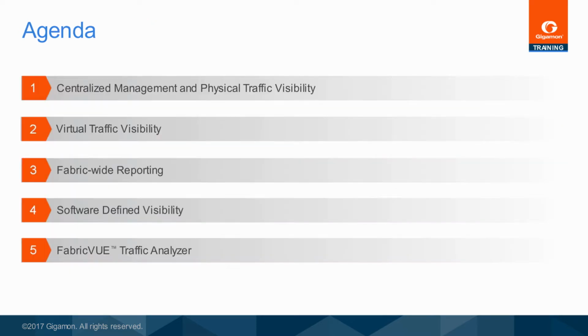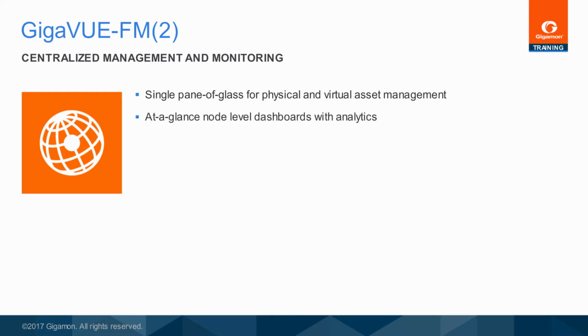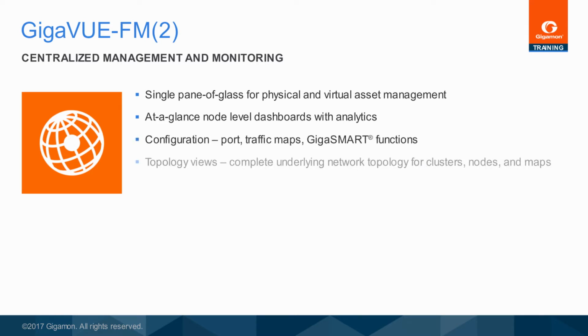The first category of GigaVUE-FM functionality described will be its ability to centrally manage a visibility fabric. The GigaVUE-FM is a web-based management interface that provides a global perspective not possible from individual nodes. As the hub of a visibility fabric, GigaVUE-FM keeps track of all nodes, maintaining basic statistics and history for activity on ports and maps, as well as topology views to help users visualize the complete underlying network topology graphically from the Fabric Manager.